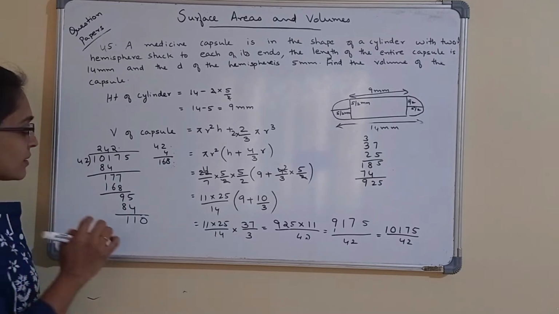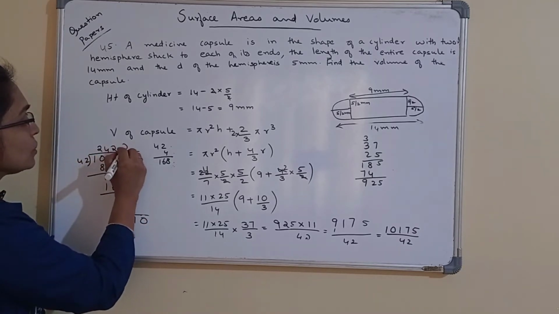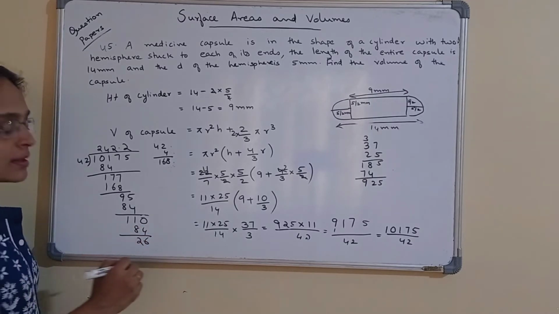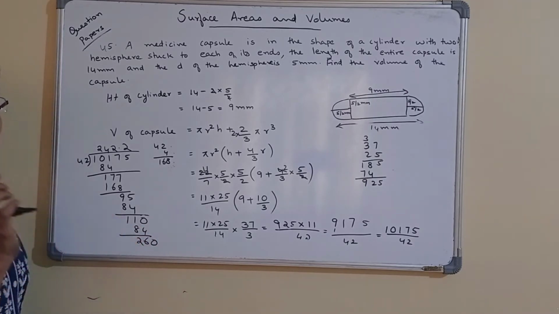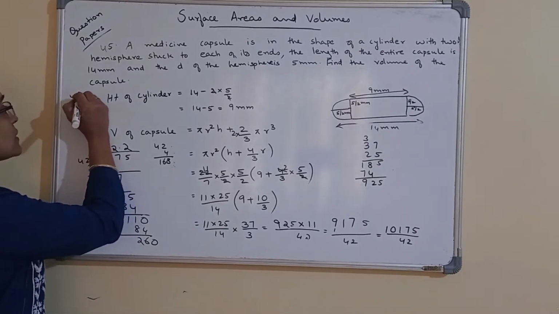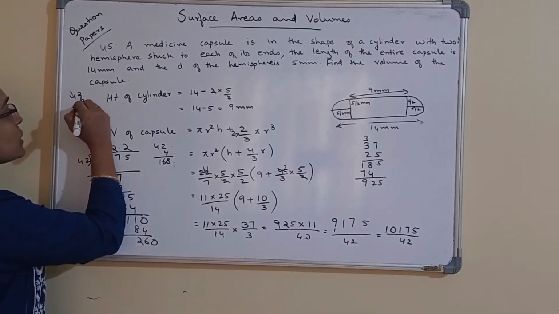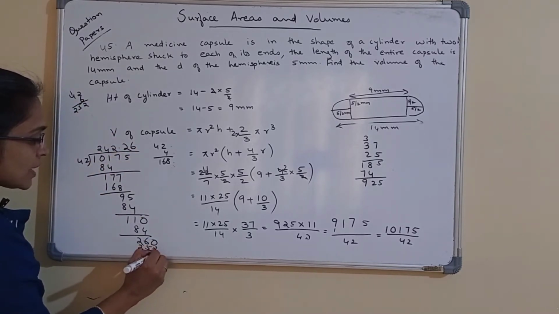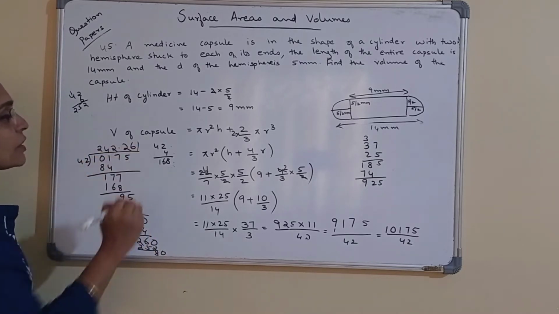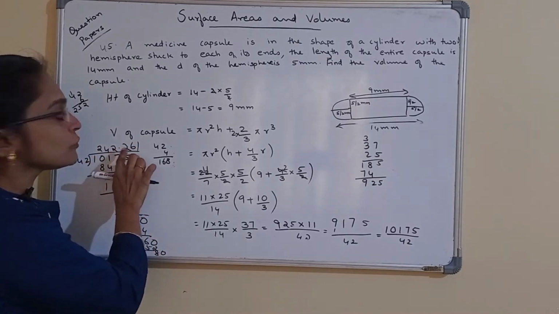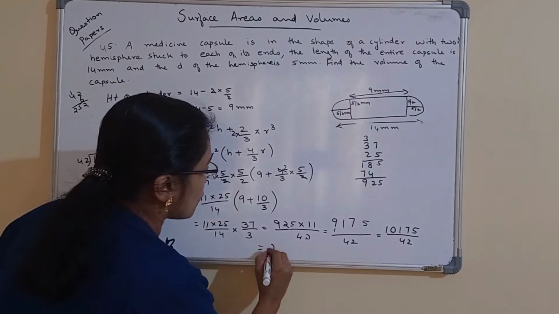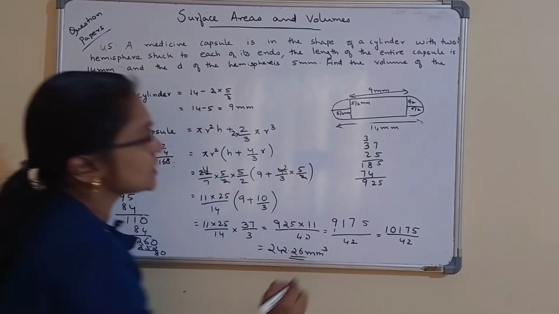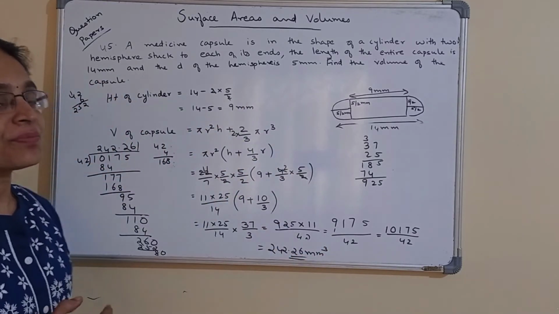Then point. 110. 42 will go 2 times. It is 84. Then 26. Then 260. 42 will go in 260 6 times, 6 twos are 12, 252. Then 8, 80. So it will go only one time. So we can take this as 242.26. 242.26 millimeter cube is the volume of this capsule. Understood?